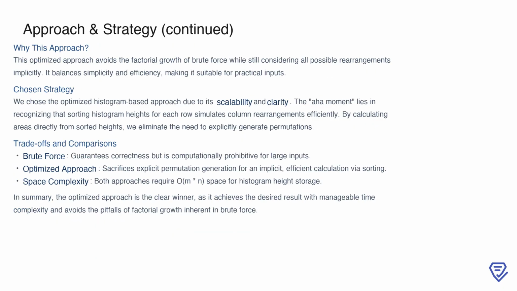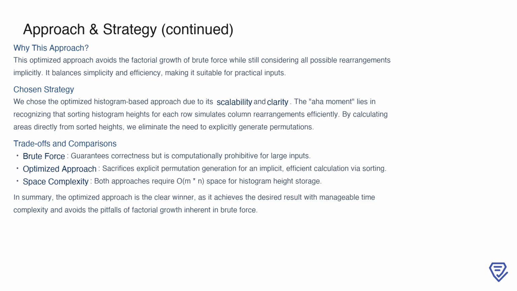This optimized histogram-based approach strikes an excellent balance between simplicity and efficiency. It avoids the factorial growth of brute force while still considering all possible column rearrangements implicitly through the sorting process. The elegance of this method lies in recognizing that sorting histogram heights allows us to simulate these rearrangements without actually generating permutations. This saves both time and computational resources.